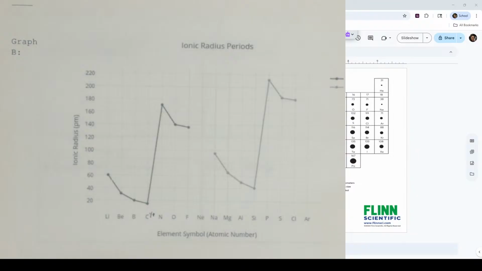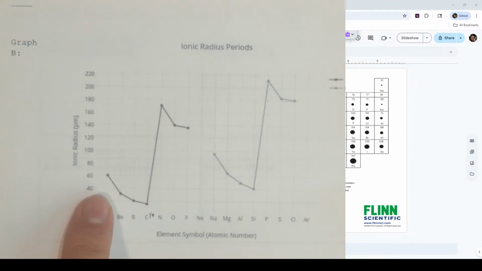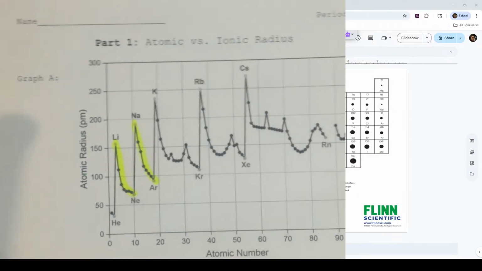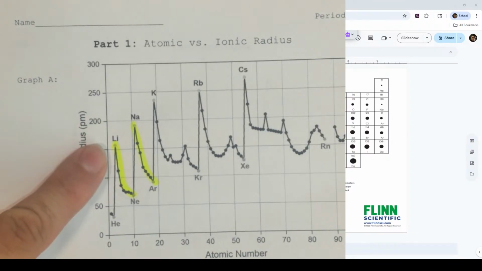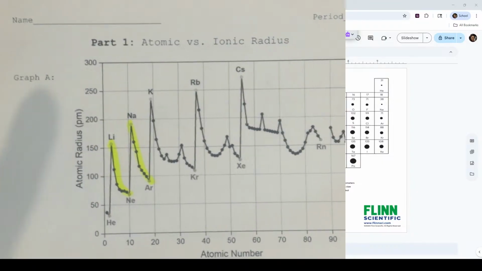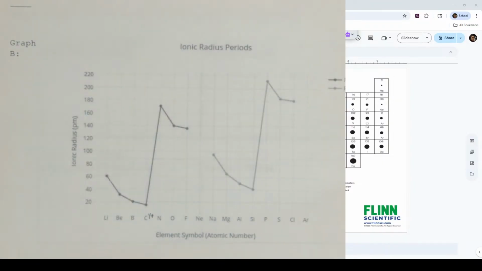But notice that my positive ions, my stuff on the metal side of the periodic table, is all smaller. I actually have numbers here. So I have ionic radius in picometers, which are very tiny, but I've got numbers that match my numbers on my graph on my first page. So picometers, like I'm comparing apples with apples. So lithium is above 150 picometers, and now it's at 60 picometers.